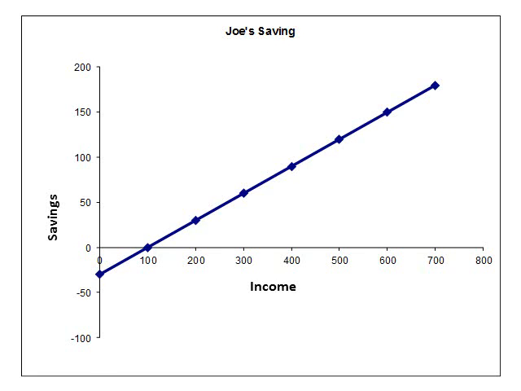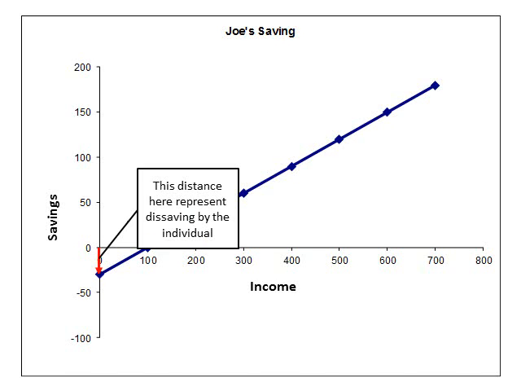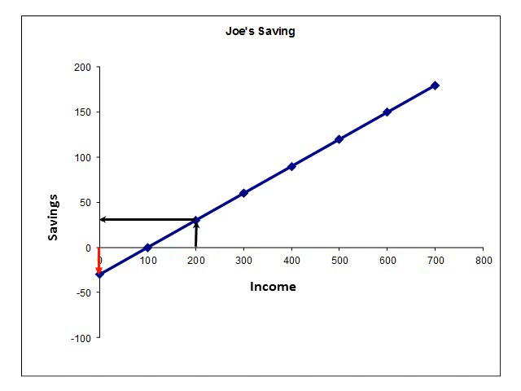The savings function shows the relationship between an individual's, and as we'll see later on, an economy's income and their saving habits. When Joe's income is zero, he saves negative $30. This level of negative saving, or using savings to support consumption, is called dissaving. When Joe's income is $100, he saves $0. When Joe's income is $200, he saves $30. When his income is $300, he saves $60.